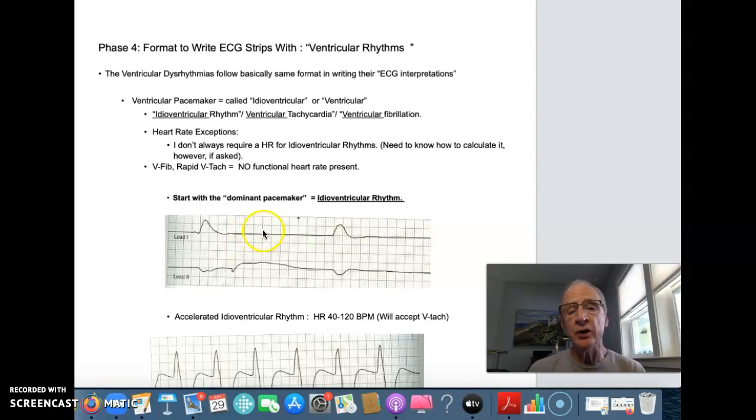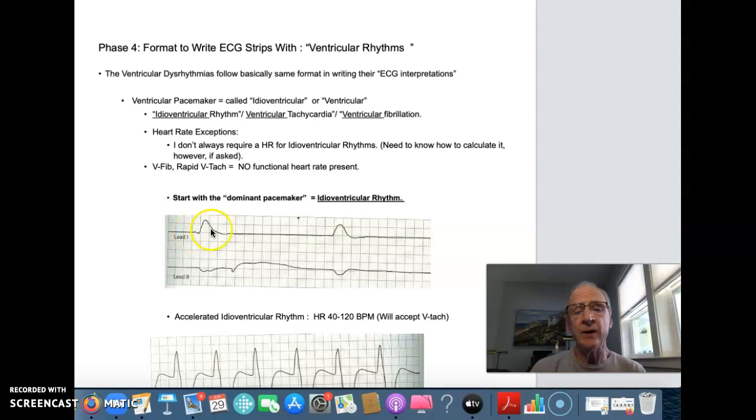The first thing you're going to do, like we've done with all the rest, is determine what the dominant pacemaker is. You're going to look and see that there are no P waves, so it's not a sinus rhythm. Could it be a junctional rhythm? There are no P waves on a junctional rhythm.